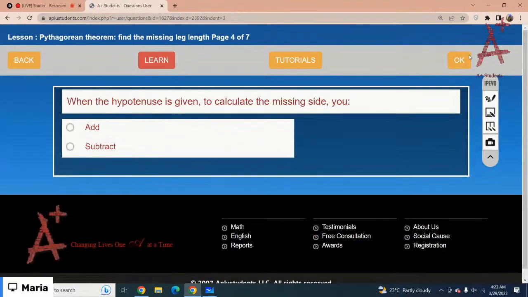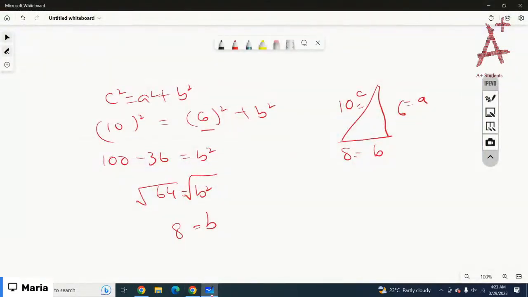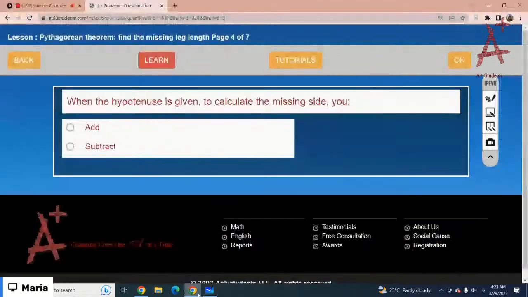Okay, the next one is: when the hypotenuse is given to calculate the missing side, what do you do? See, there is the case you are given the hypotenuse. Got it? You have to then subtract, not add. When the hypotenuse is given and you have to calculate the missing side, you subtract. Got it? Not add.